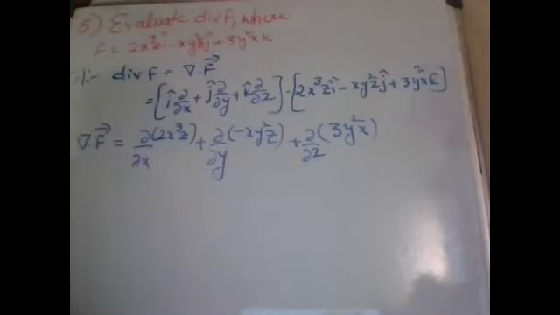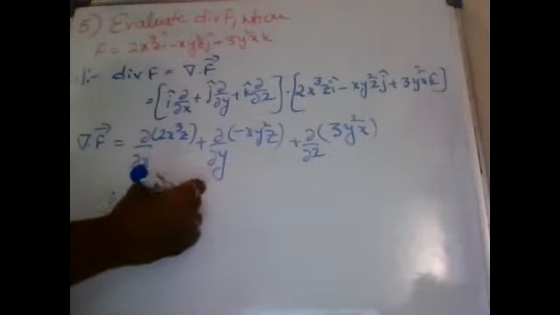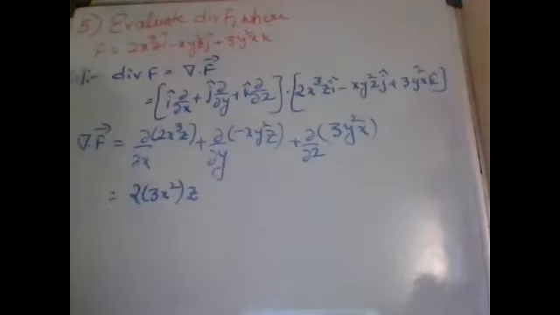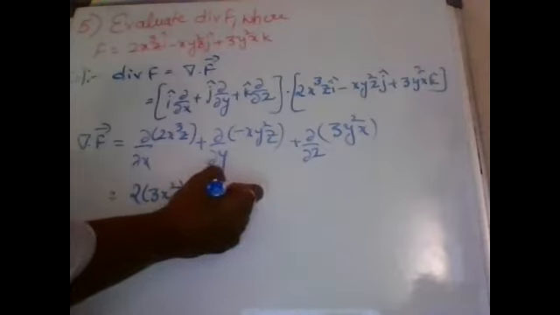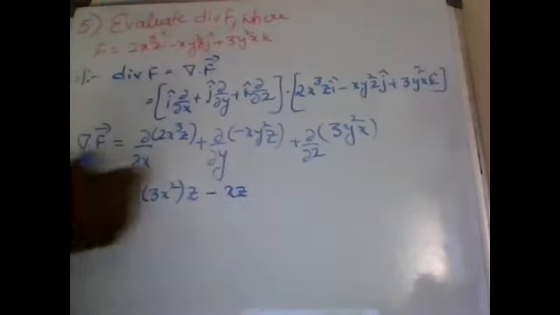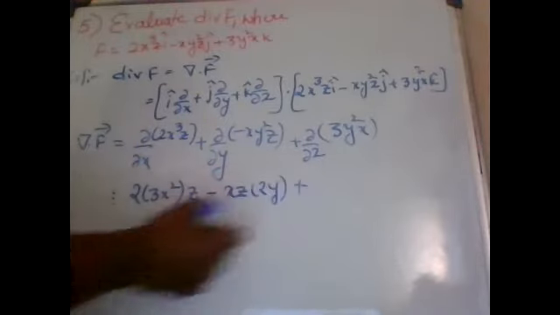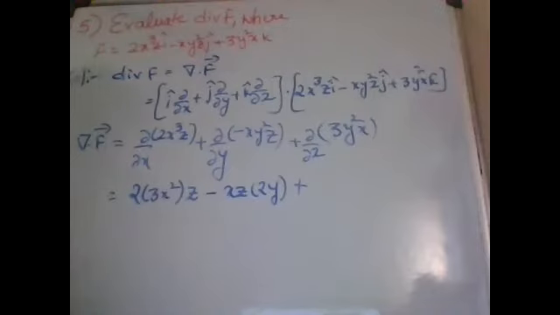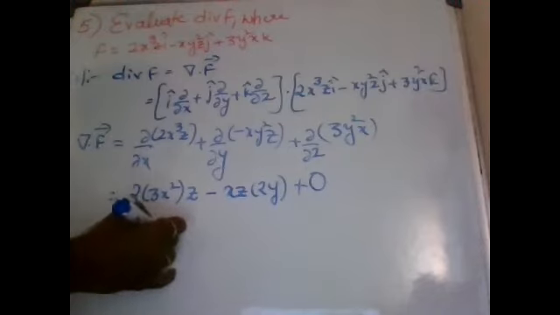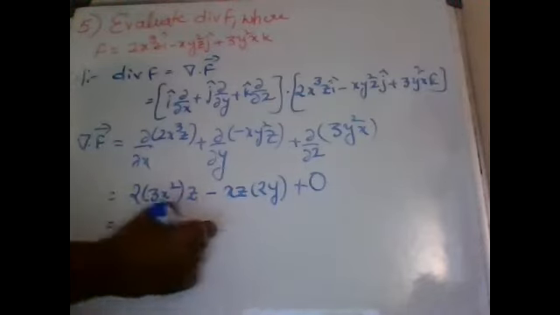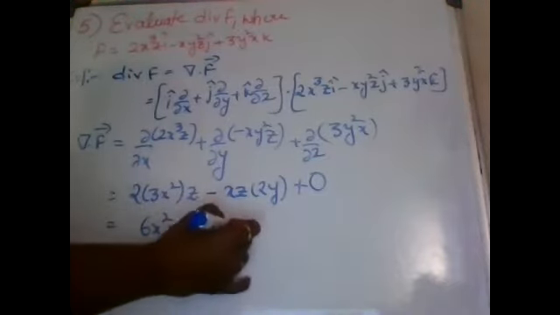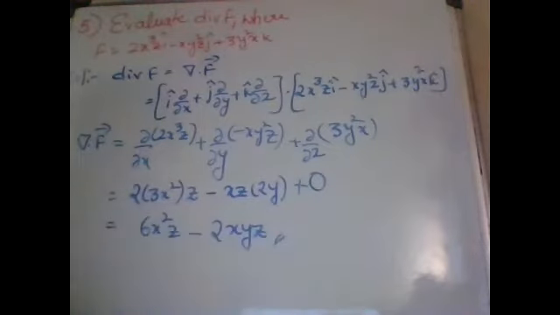Here differentiation with respect to x. So 2 constant, x cube differentiation 3x square, z constant. Next differentiation with respect to y. So minus x z constant, y square differentiation 2y. Then 3y square x: here we have z differentiation, but here 3y square x has only y and x, so differentiation with respect to z we get 0. Next, 3 times 2 gives 6x square z minus 2xyz. This is the answer.